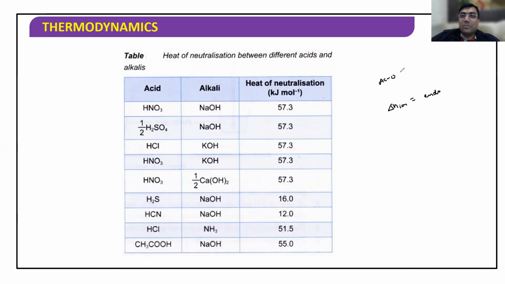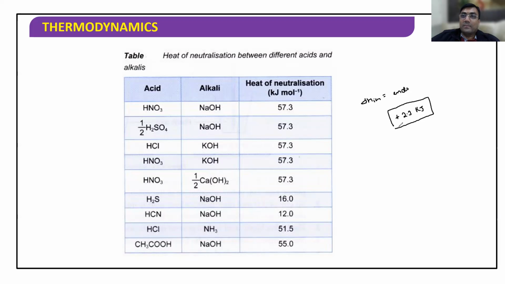Exothermic. CH3COOH, acetic acid. You're breaking this bond, right? Bond breaking is exo or endo? Endo, sir. So, heat of ionization is always? Endothermic. So, plus 2.3 kilojoules is the heat of ionization.